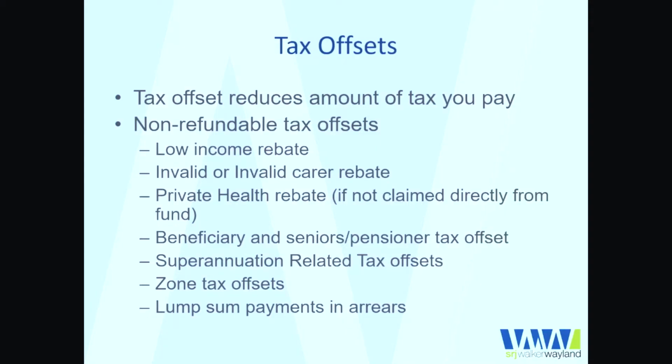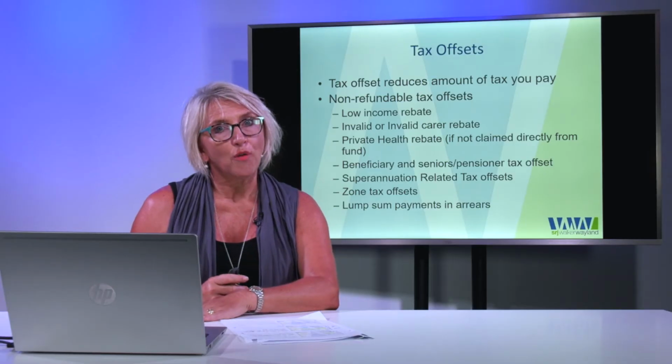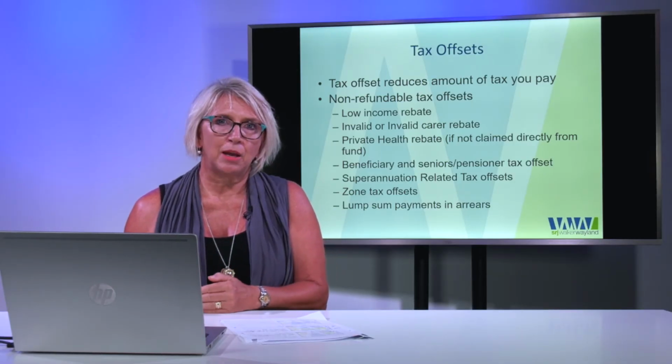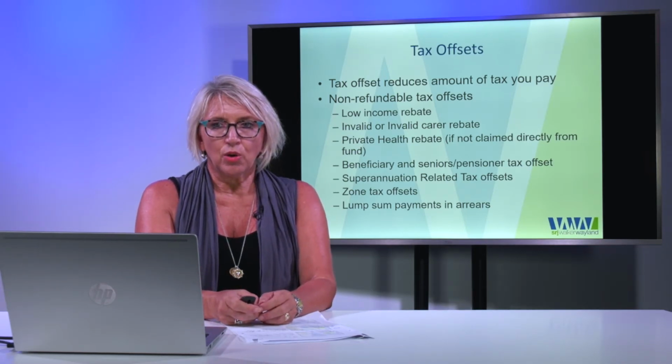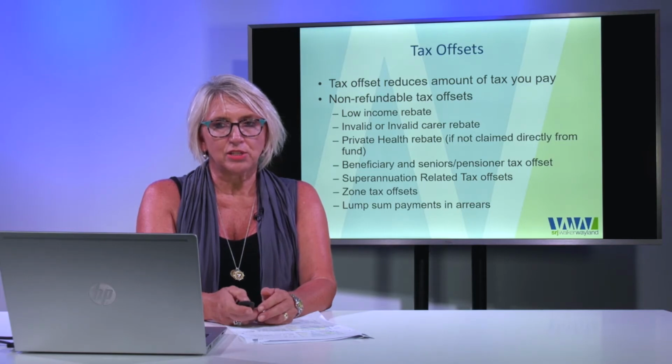So we discussed how you would calculate income tax payable plus Medicare on your assessable income or your taxable income. The next thing that you do is you look at your tax offsets that you're eligible for. Your tax offsets are different to tax deductions. Your tax deductions reduce your taxable income. Your tax offsets reduce your income tax payable. They're two different concepts. So there are two types of tax offsets.